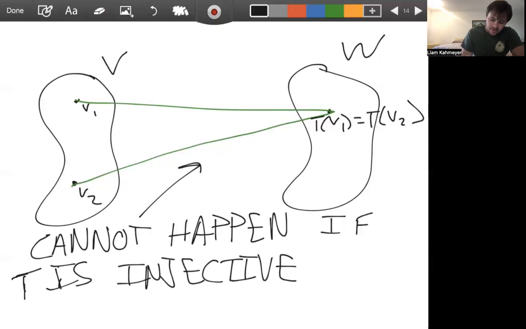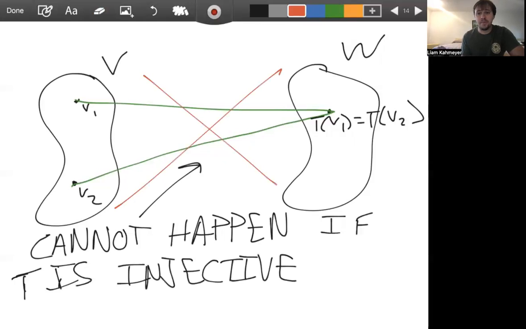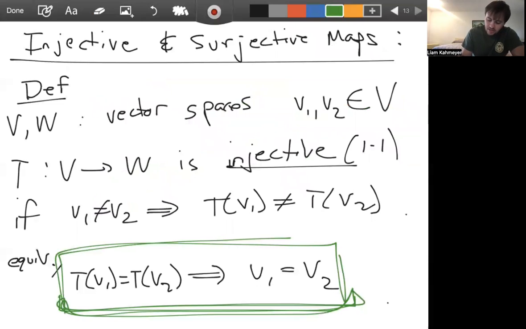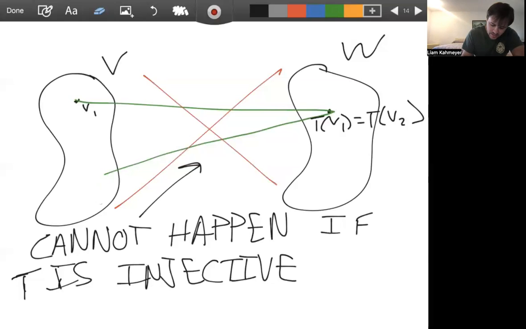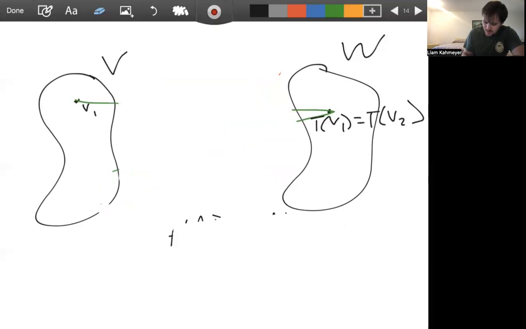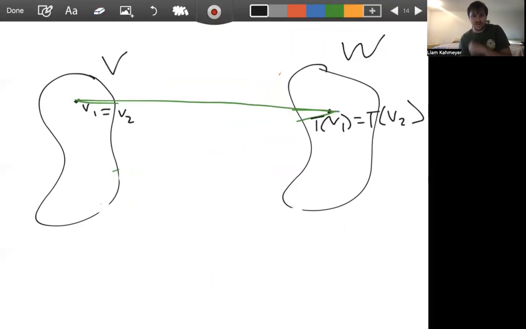So this is something that never happens for an injective map. It's not that it can't happen for any linear transformation. It's just not one that happens for injections. And that's exactly this criterion here. It's saying the only way that this picture could be valid is if V1 is equal to V2. This can happen and should happen for an injective map. So I just wanted to clarify that there. So let's clear all this.